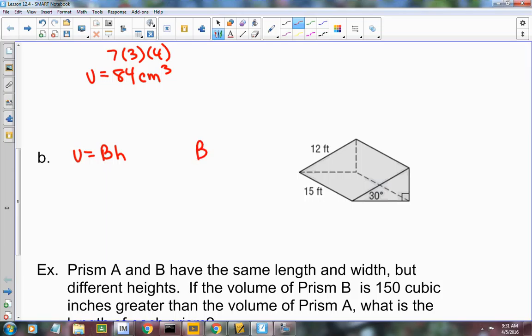Okay, it's a 30, 60, 90 degree triangle, right? The area of a triangle is base times height divided by 2. Now I need to get all the pieces that I need. I can transfer this 12 feet over to here, okay? So I've got a 30, 60, 90 triangle where I know the hypotenuse. What can I find if I know the hypotenuse?